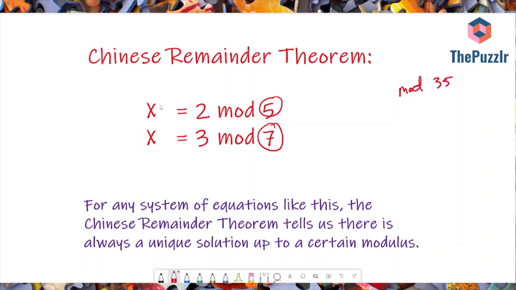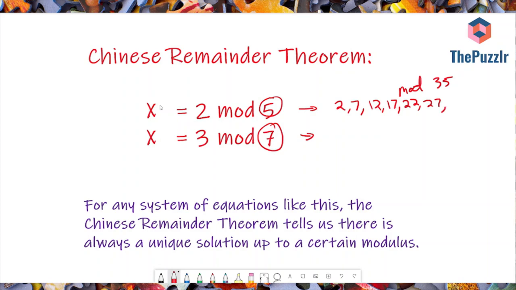And let's try to find it. So the best way to do this, we won't look at any complicated formulas. The best way to do this is list them out. 2 mod 5, well, that's 2, 7, 12, 17, 22, 27, and so on.